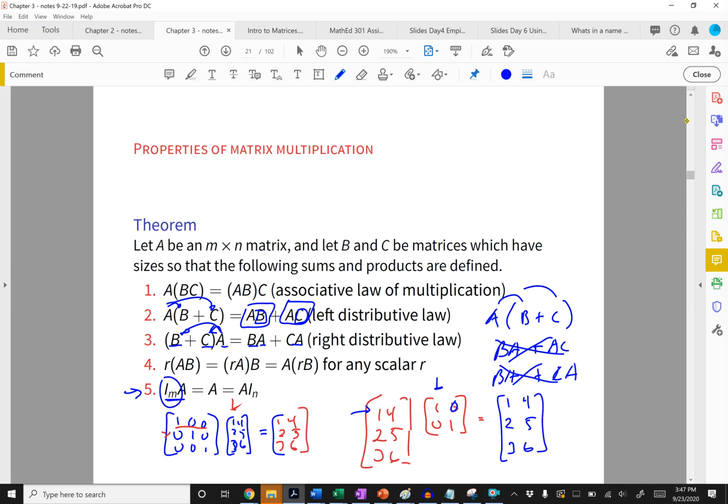So if A is m by n, then on the left-hand side you need an identity matrix of size m. Multiplying on the right-hand side, you need an identity matrix of size n.